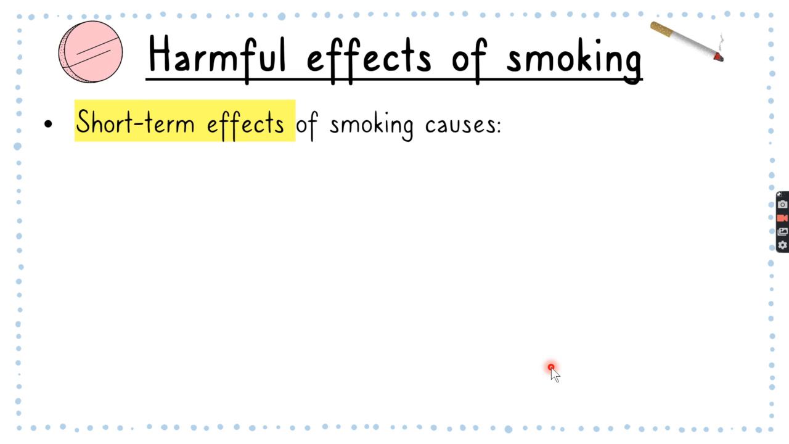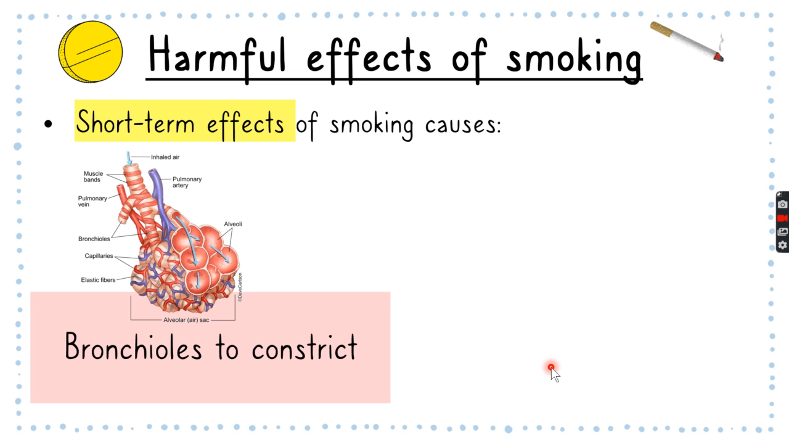When somebody smokes, the short-term effect of smoking can cause bronchioles to constrict. What I mean by short-term effects is while that person is smoking, at that period of time that they are smoking, these are the effects that are pretty immediate.